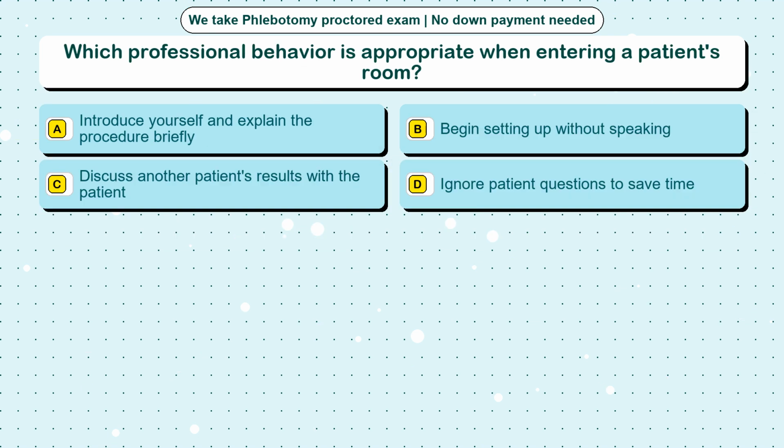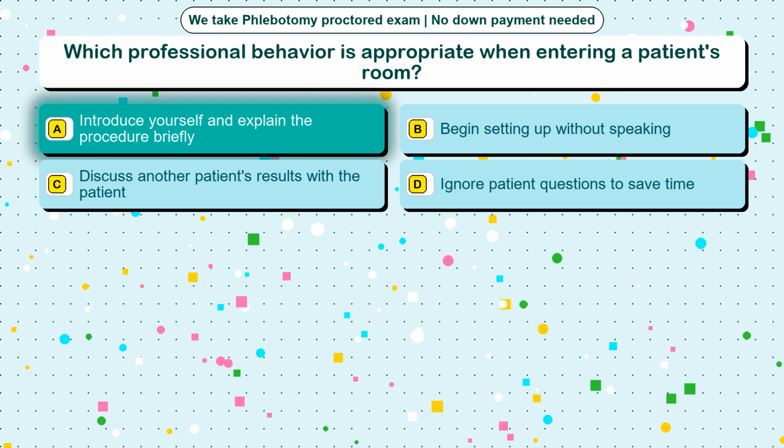Question 62. Which professional behavior is appropriate when entering a patient's room? Option A, introduce yourself and explain the procedure briefly. Option B, begin setting up without speaking. Option C, discuss another patient's results with the patient. Option D, ignore patient questions to save time. The correct answer is option A, introduce yourself and explain the procedure briefly.